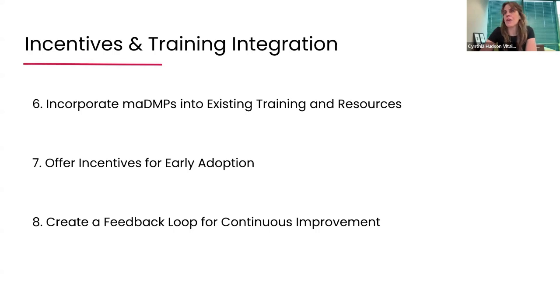Finally, the last tip for incentives and training integration is that it's really essential to create a feedback loop. So let users share what's working and what's not. Use surveys or brief interviews, and then obviously act on that feedback. And that shows responsiveness and builds trust across the campus.